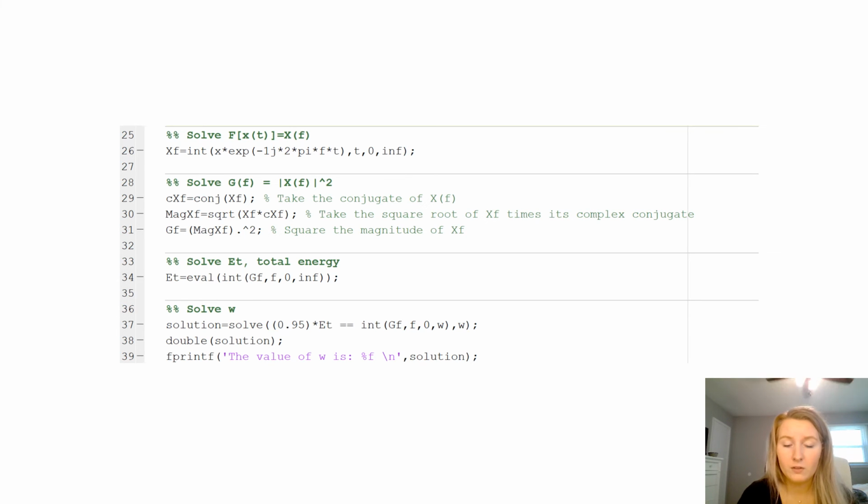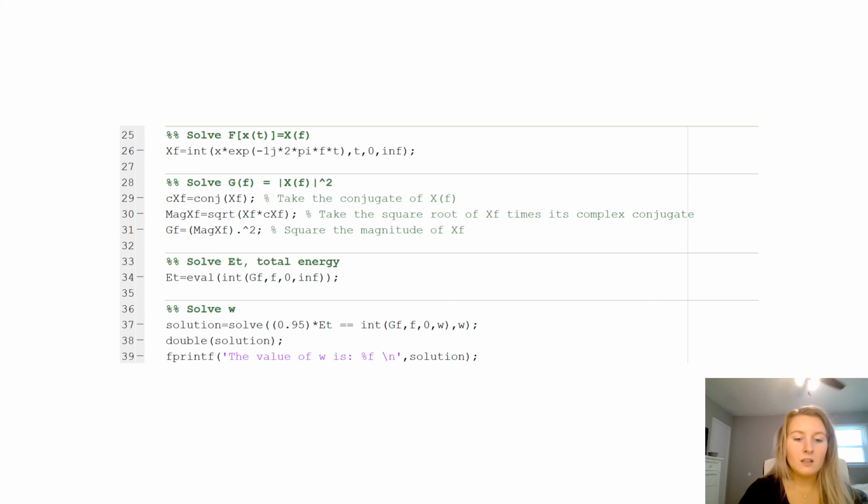That is the goal of this project for question 2, and so I create a variable solution, and I set that equal to the solve function of 0.95 times ET. That is because we want 95% of the total energy that we just solved above, so we want 95% of the total energy set equal to the integral of caps G of f with respect to f from 0 to w. And again, we're solving for that w and storing it in the variable solution.